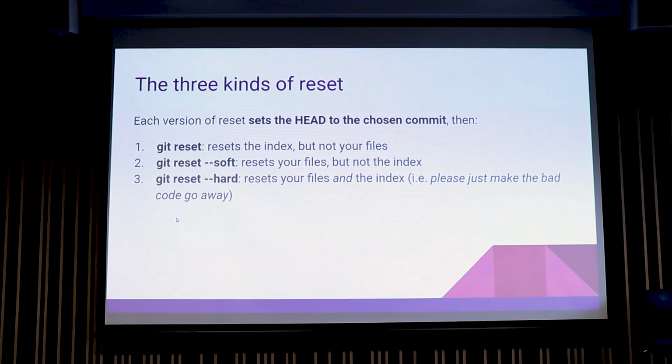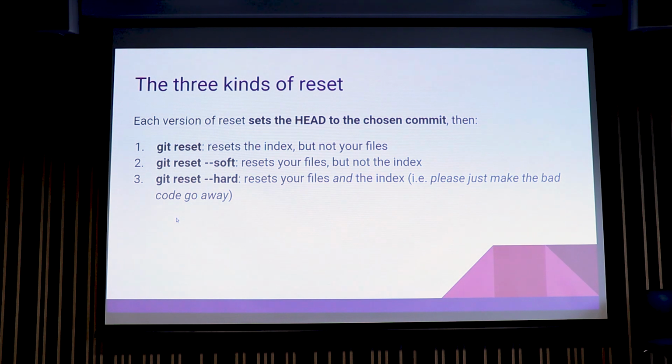So there are three kinds of reset that you can perform. The first one is just git reset, which resets the index, but not your local files, okay? If you do git reset and type nothing, it's going to reset your index to the contents of your head commit. In other words, if I've git added a bunch of stuff and I want to unadd everything and go back to the state of having a clean index, I can just do git reset, which unstages everything.